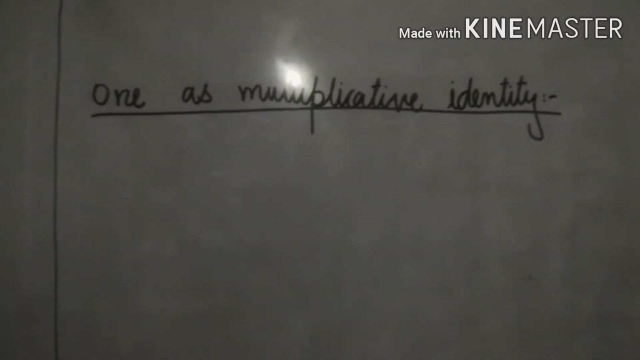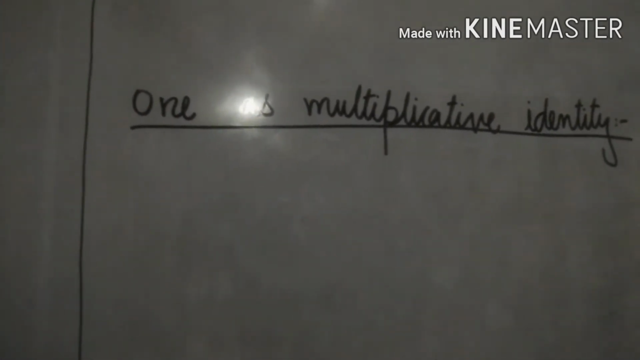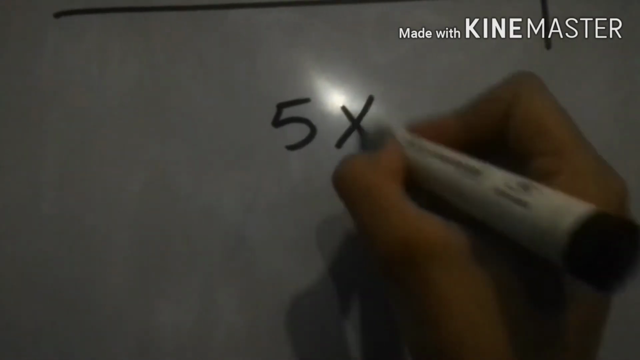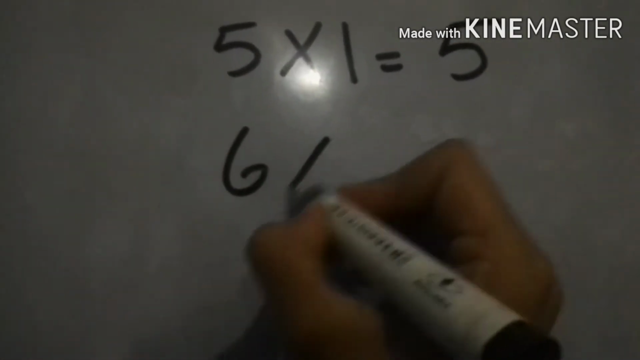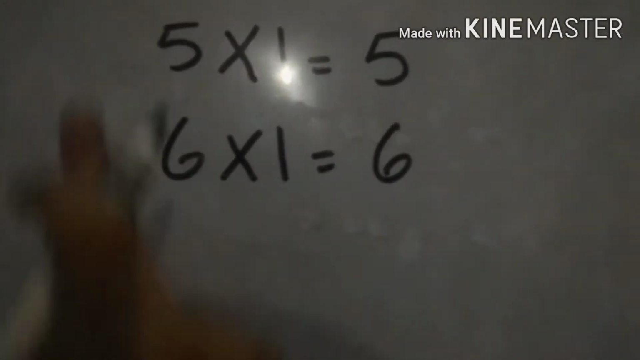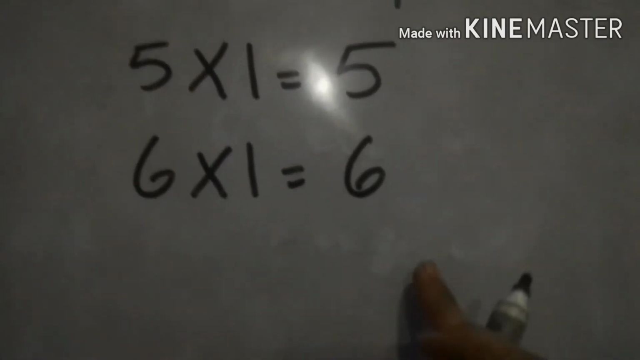Our next topic is 1 as multiplicative identity. The identity of a number does not change if it is multiplied by 1. For example, 5 multiplied by 1 will remain 5. 6 multiplied by 1 will remain 6. You can see that the identity of the number is not changing by multiplying it by 1.